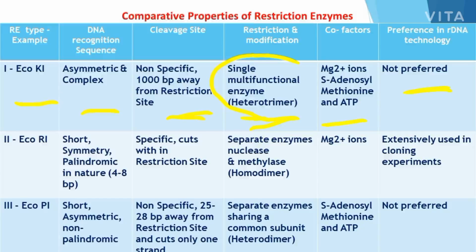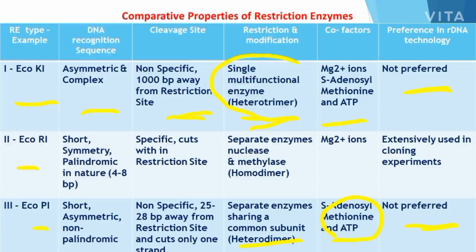Let's see the third one. The third restriction enzyme, example is ECO P1. The recognition sites are short. They are also asymmetric and non-palindromic. The cleavage site is also non-specific, that is they cleave 25 to 28 base pairs away from the restriction site, and they exist as heterodimers, that is 2 subunits are present in this enzyme, and it also requires energy for cleavage. So for this reason they are not preferred.